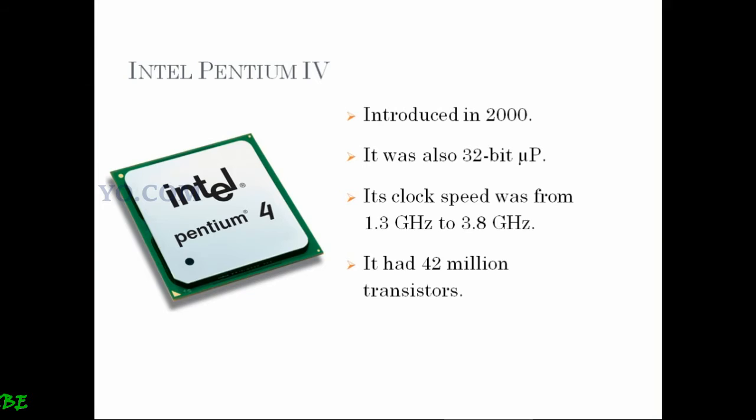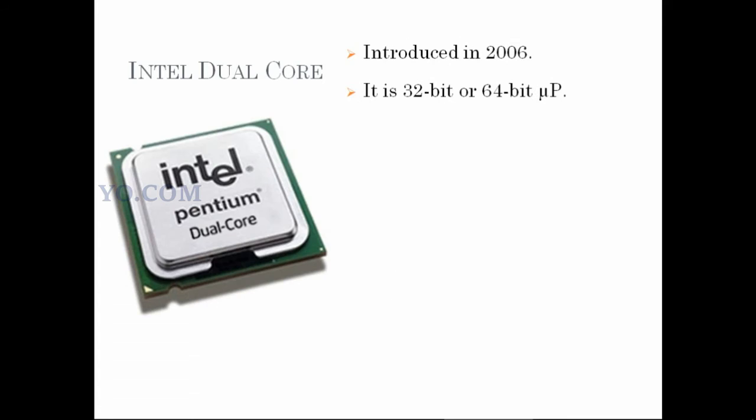Next one is a familiar microprocessor, the Pentium 4 microprocessor. It was released in 2000. It is also a 32-bit microprocessor. The speed of operation is 1.3 GHz to 3.8 GHz. This is a very high speed microprocessor. Most computers are designed based on the Pentium 4 microprocessor. It has 42 million transistors inside its chip. 42 million transistors.